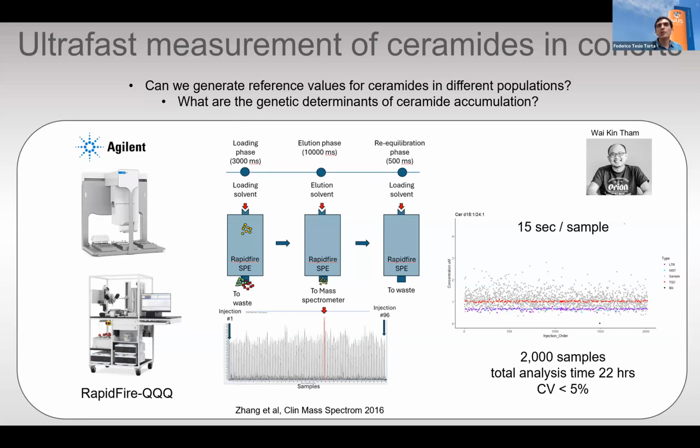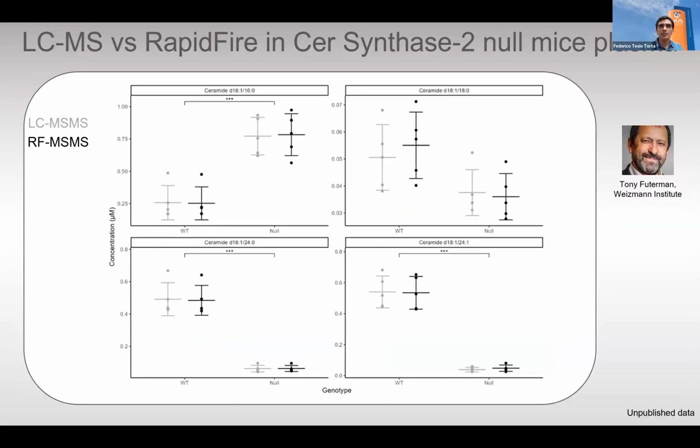Whiting optimized the conditions for binding of the 4 ceramides to the SPE cartridge and also for the elution into the mass spec in 15 seconds per sample. That allowed us to analyze a cohort of 2,000 samples in one day with a very low CV. Now let me show you some data. To test our method, we first measured the same set of samples using the same SOP of the ring trial with LC-MS/MS and with our new method on the RapidFire.